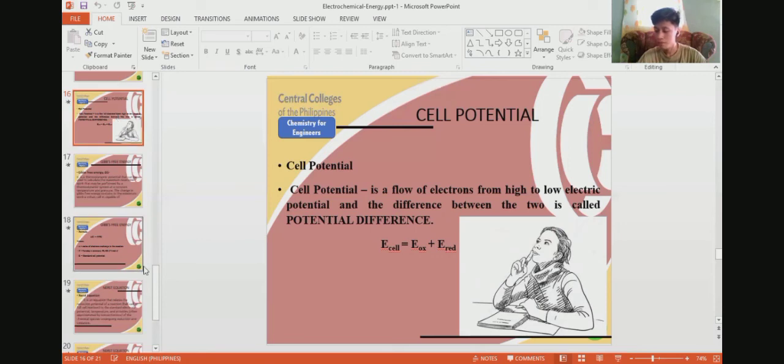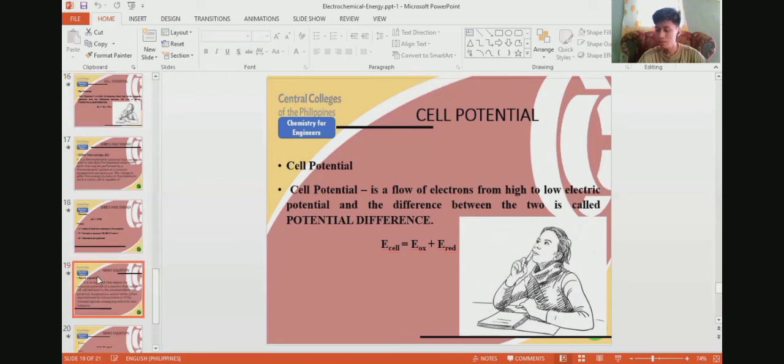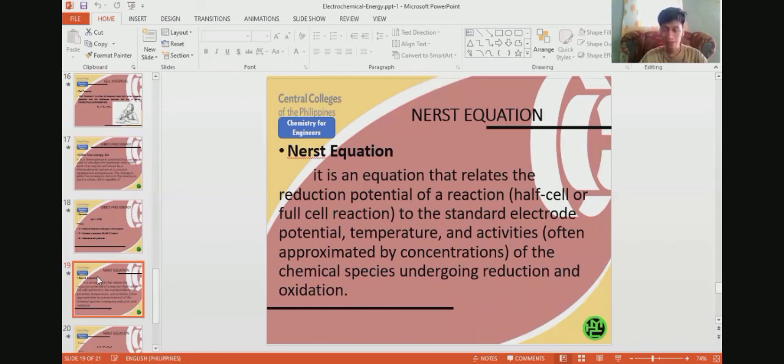Okay. So, let's proceed to the Nernst equation. So yung Nernst equation, ba't kaya natin sinali dito, which is yung pinaka main lang na lagi nang kinukuha sa pag-calculate ng energy, the joules and the potential and the cell potential na kayang i-produce ng isang cell. But kaya, the Nernst equation is parang andyan na lahat. Parang kinombine siya na gives free energy and the cell potential. So what is the Nernst equation first? Nernst equation is an equation that relates the reduction potential of a reaction, half cell or full cell reaction, to the standard electrode potential, temperature, and activities of the chemical species undergoing reduction and oxidation.